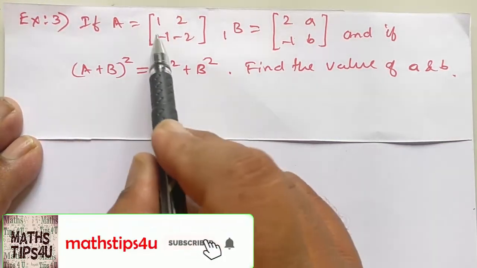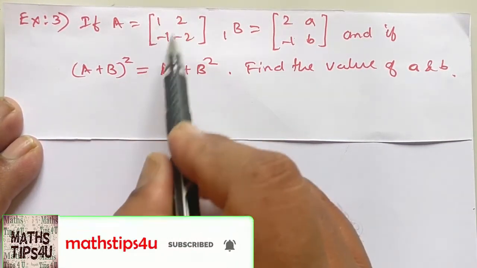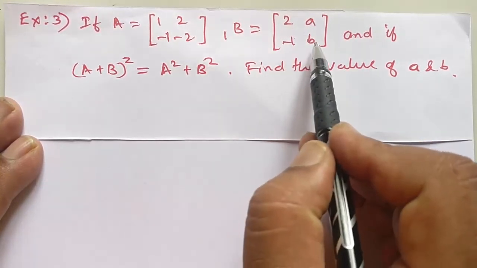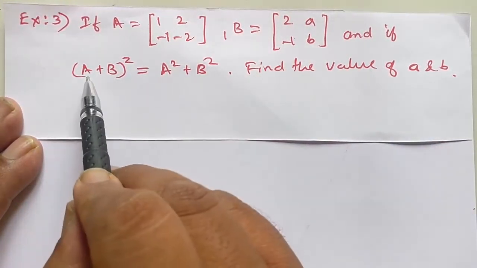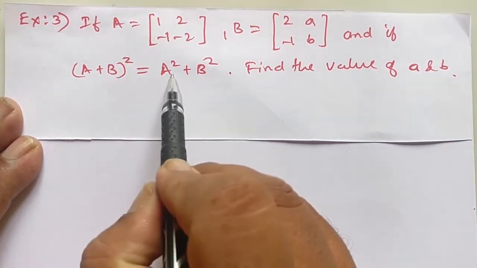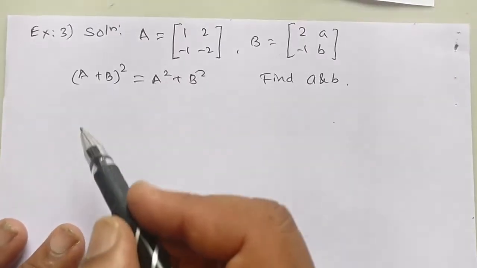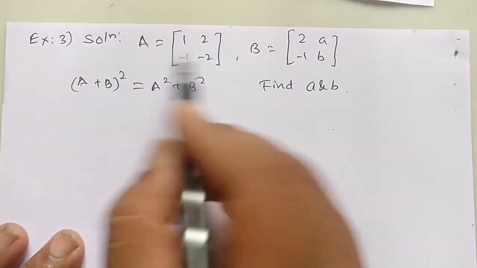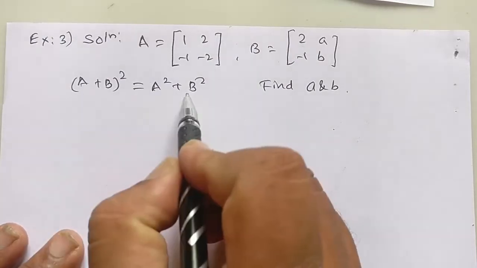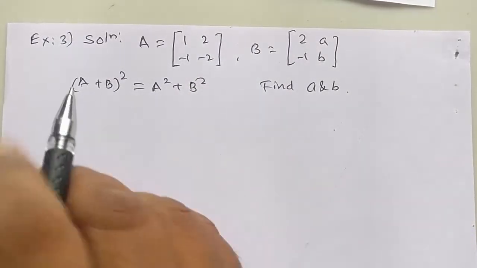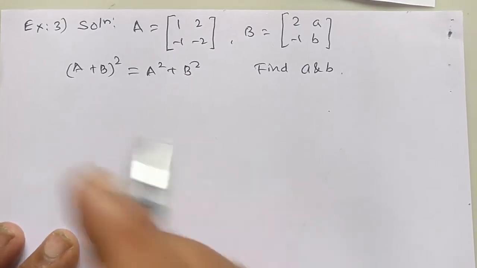Example number 3: if A is equal to the matrix 1 2 minus 1 minus 2 and B is the matrix 2a minus b b, and if the equation is given (A plus B) whole square is equal to A square plus B square, then find the values of a and b. Solution: we are given the two matrices A and B and one equation. We simplify this equation and reduce it to a simple equation.